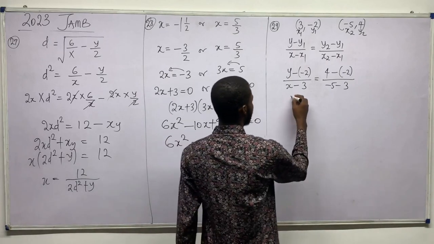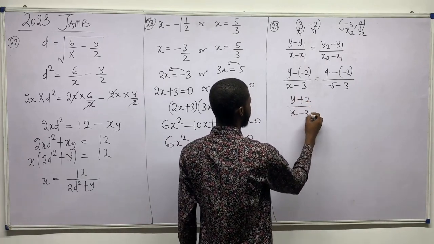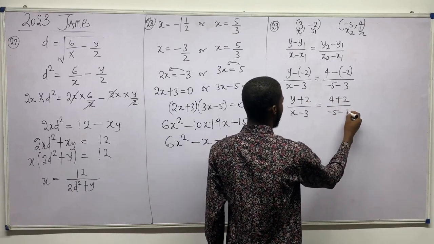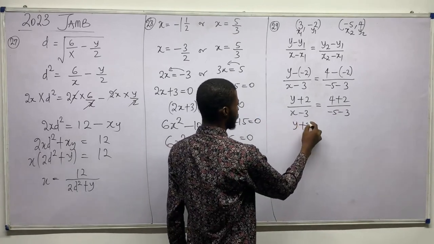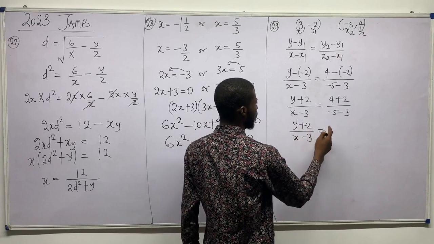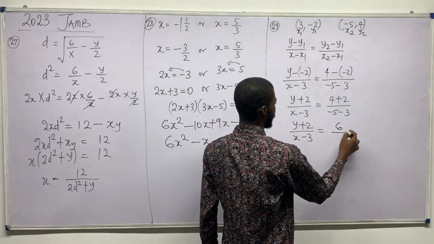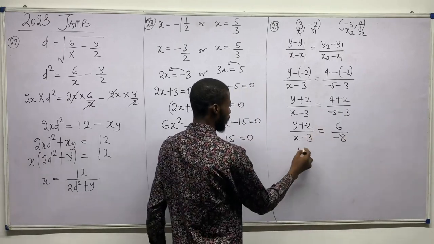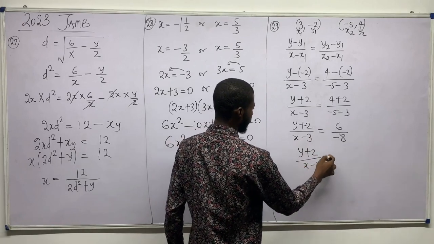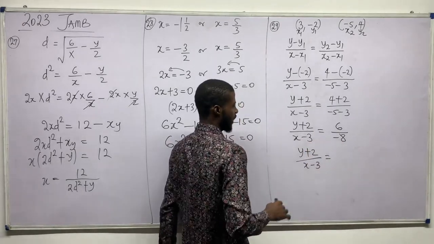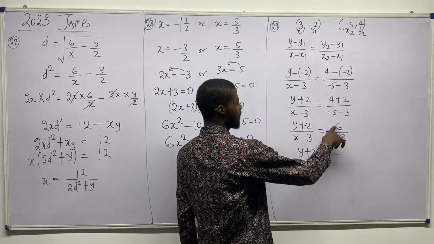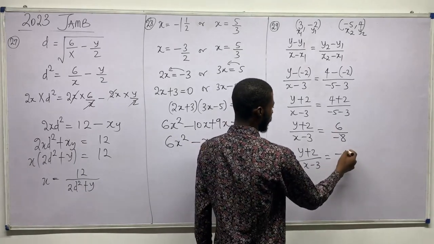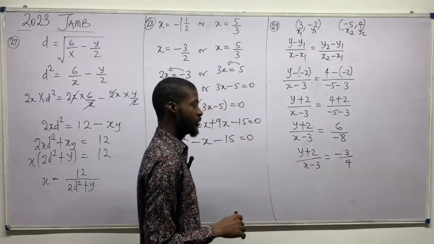Let us open the brackets. This is y plus 2 over x minus 3 equal to 4 plus 2 over minus 5 minus 3. Now this is y plus 2 over x minus 3 equal to 4 plus 2, which is 6, over minus 8, because minus 5 minus 3 is minus 8. Now this is y plus 2 over x minus 3. I can actually take the minus on top. It's better that way. What is common between 6 and 8? It's 2. So I can divide both sides by 2. So this will become 3 over 4. When you cancel out with 2, that's what you'll be getting.